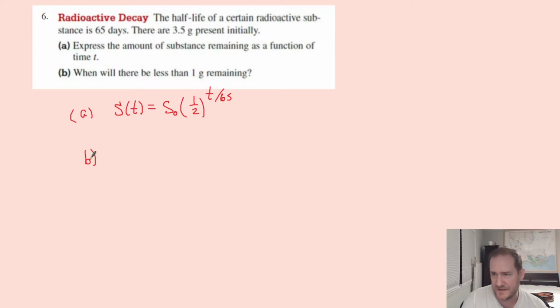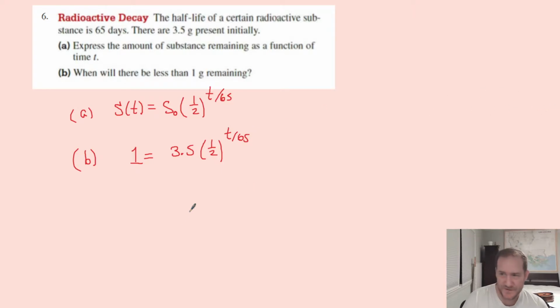Then in part B, it says, when will there be less than 1 gram? So that's an amount of substance. So we'll just set that equal to 1. We know the initial amount is 60. No, we don't. We know the initial amount is 3.5. Then we've got the 1/2. Then we've got the t over 65.